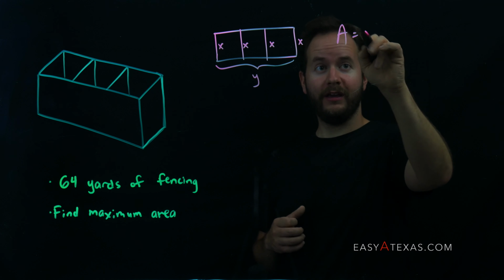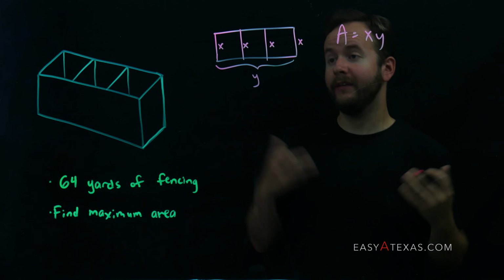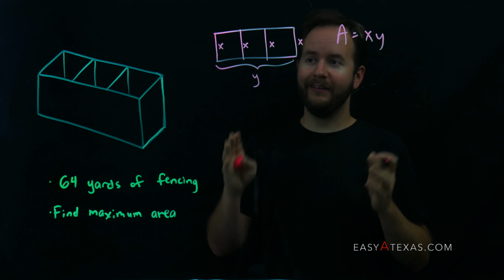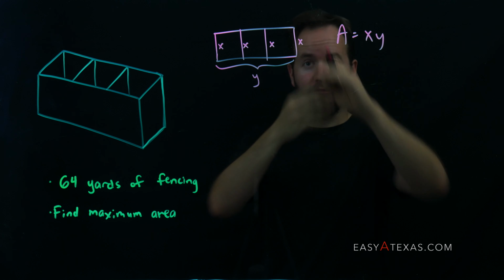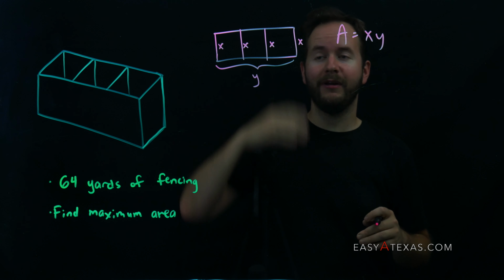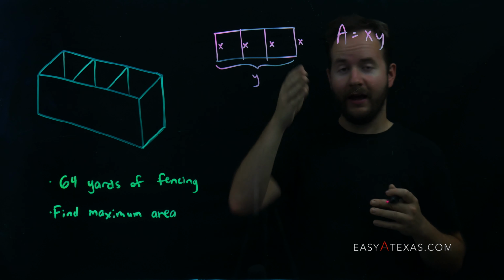Now, a lot of people think at first glance, oh, it's X times Y times 3 because there are 3 cages. But it doesn't matter that these walls are dividing the rectangle. It's still the long side times the short side, which would be X times Y. It doesn't matter how many times you cut up the kennel, the area is still X times Y.